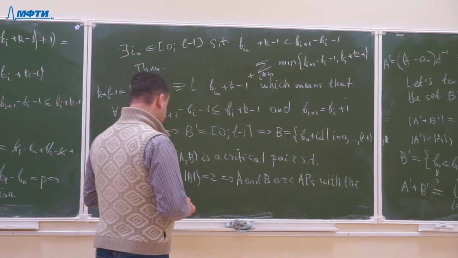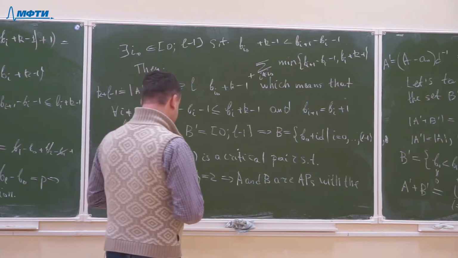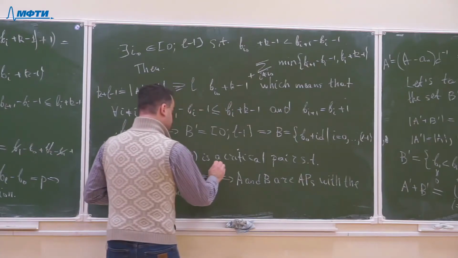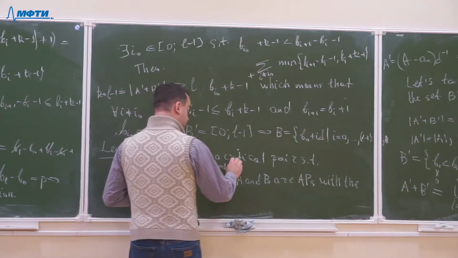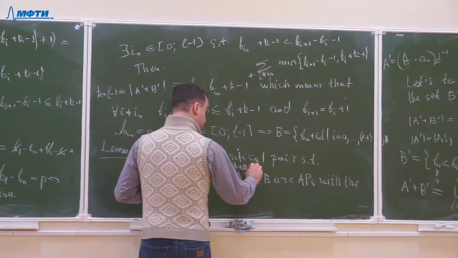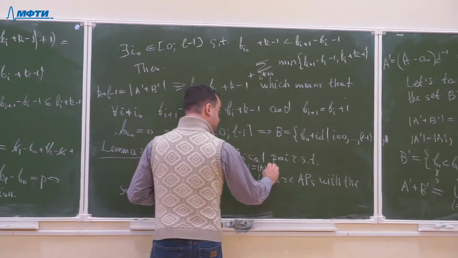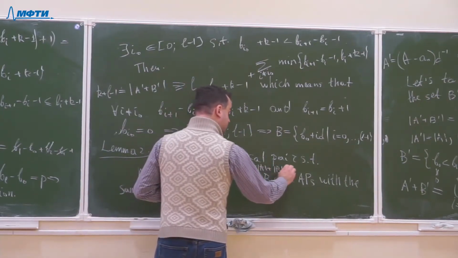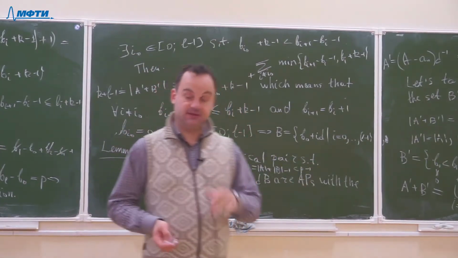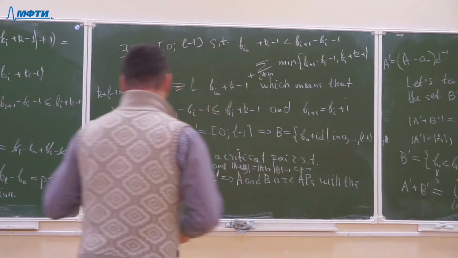Not actually this one, pair such that this, and also we need this. The cardinality of A plus B is A plus B minus 1, which is strictly smaller than P minus 1. We actually need this condition, right? Okay.